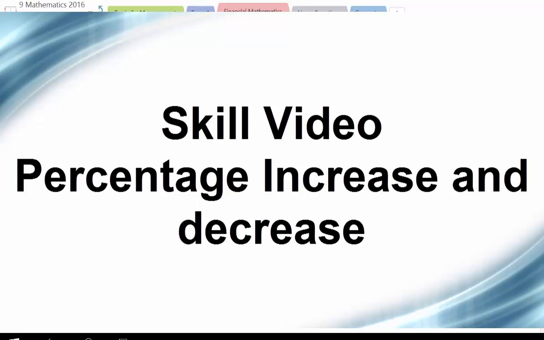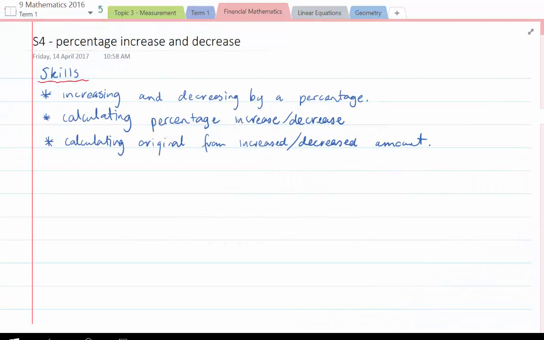In this quick skill video, we're looking at increasing and decreasing by a percentage. So we'll look at calculating percentage increase, decrease, and then we'll look at working backwards to find the original. So a little bit more algebra.